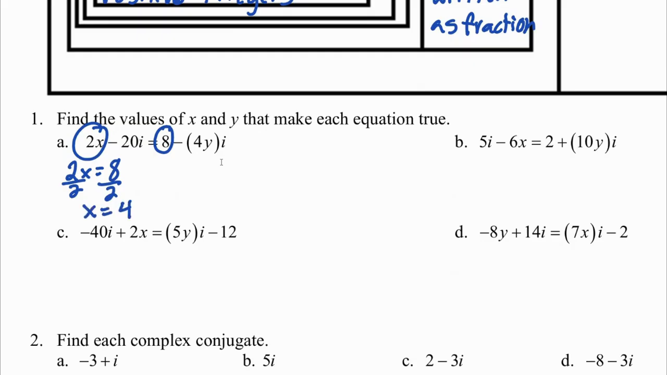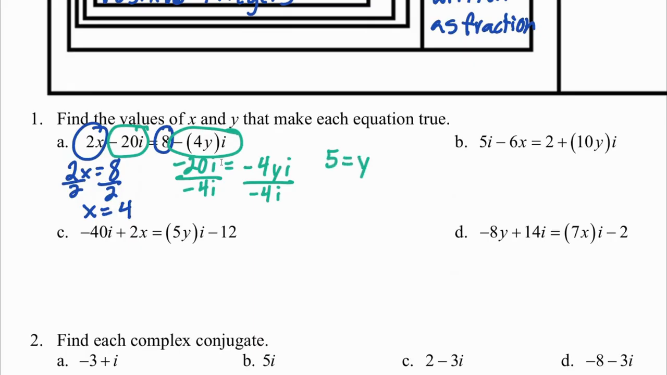Now to find y, again, imaginary has to be equal to imaginary. So negative 20i would have to be equal to negative 4yi. We're trying to get y alone, so we need to divide both sides by not just negative 4, but negative 4i. When we do that, on the left side, the i's will cancel, and negative 20 divided by negative 4 is 5. On the right side, the i's will cancel, and so will the negative 4's, and that'll leave us with just y.